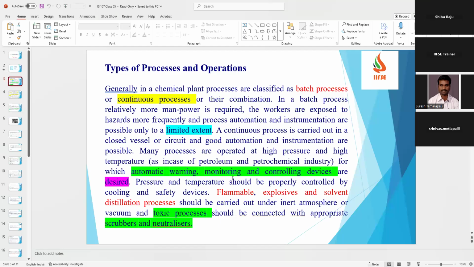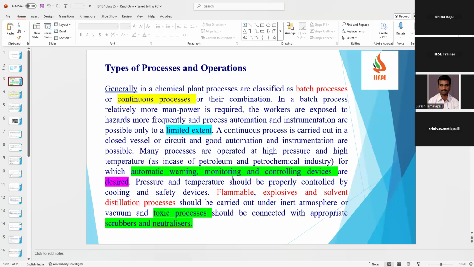Then safety devices, we have NRVs, PRVs, etc. We use them to control the pressure. So basically, we use the PRVs. NRVs will be non-return valves. Only we use them for the pressure regulation. We use the SRVs or PLVs, pressure relief valves, or safety relief valves, also the same.